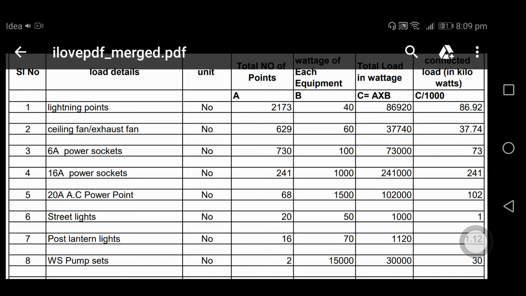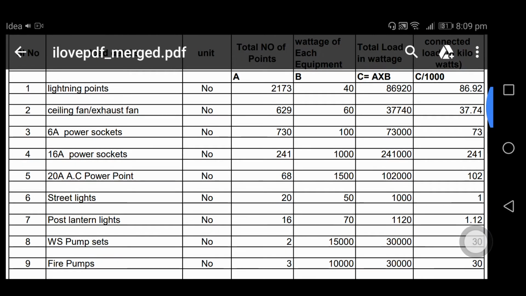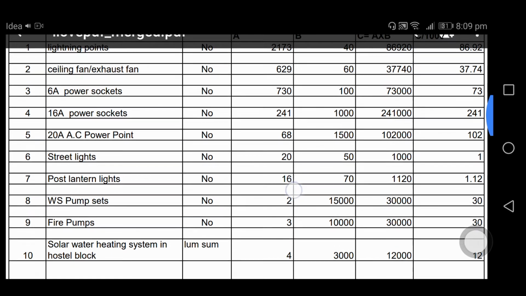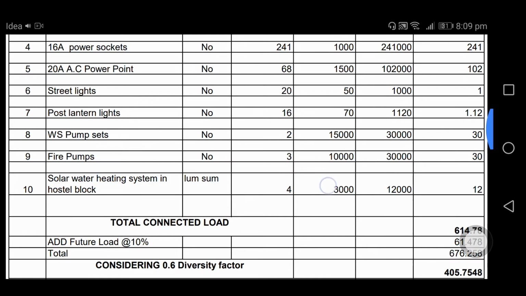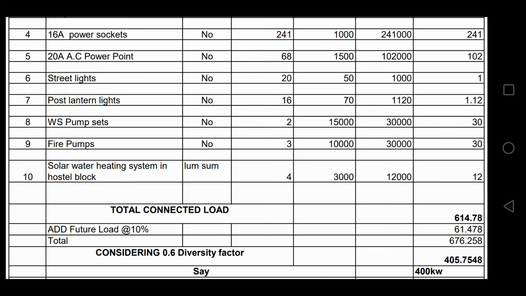Then you have to list out the quantities. For light points, how many points? Ceiling fan points, how many points? 6 amp sockets, how many sockets? 20 amp, how many? Street lights, how many? Post top lanterns, how many? Pump sets, how many? Solar water heating geysers, how many?